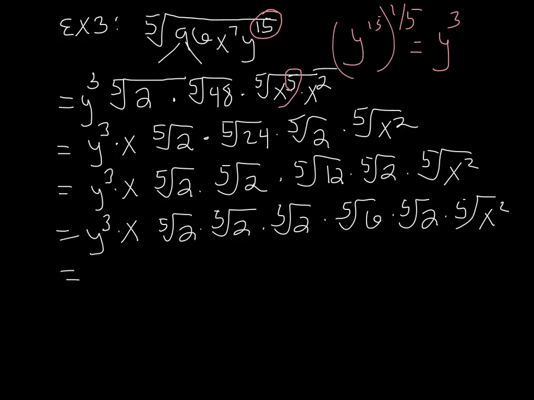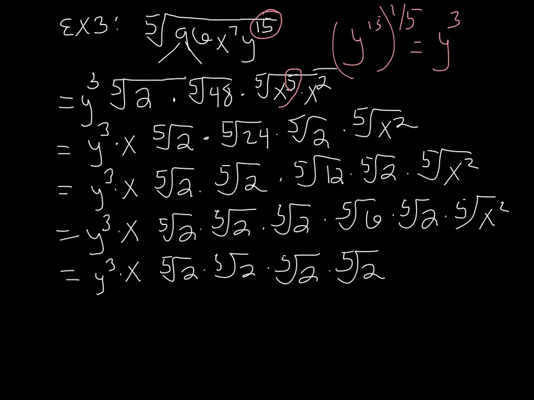Okay, so break it down one more time. So the 5th root of 2 times the 5th root of 2 times the 5th root of 2 times the 5th root of 2. I now have 4 of them. Okay, and now I'm going to break down the 5th root of 6. So I'm going to say the 5th root of 3 times the 5th root of 2 times the 5th root of x squared.